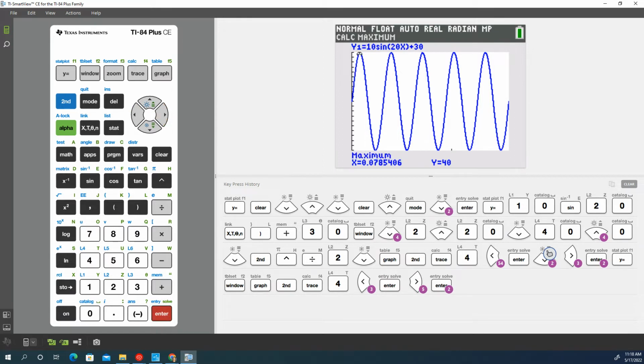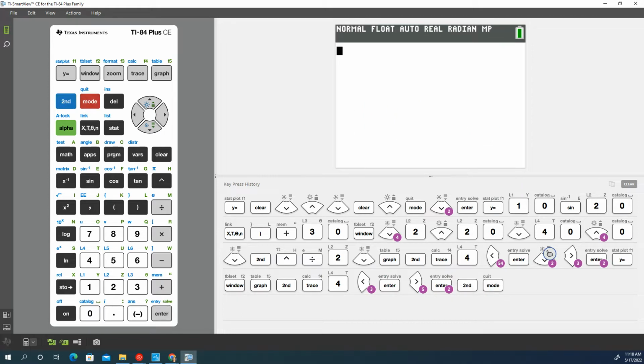All right, here's what I want to show you. I think I've showed you this before. If you quit out of this screen, and you use this button with X, and you hit enter, it'll tell you that X value you got from the maximum. Have I showed you that before? No? Okay. So you can use that.